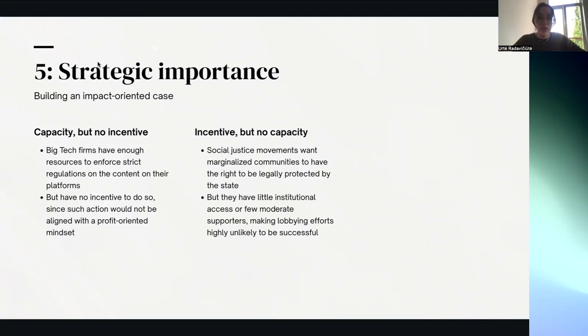Same thing with proving incentive, but not proving capacity. So an example of this is social justice movements. They might want for marginalized communities to have their right to be legally protected by the state, and they might be incredibly motivated to do so. But if you don't prove that they're going to have institutional access or that they're going to have widespread support, you're not able to prove that they're going to be likely to succeed in whatever lobbying efforts they're doing.